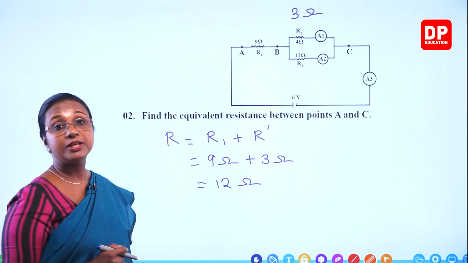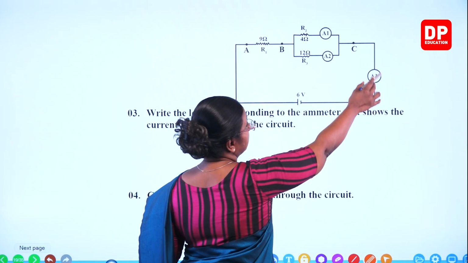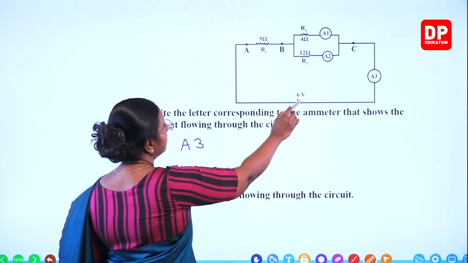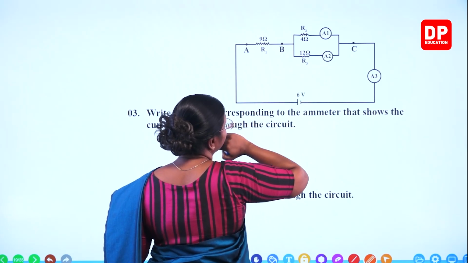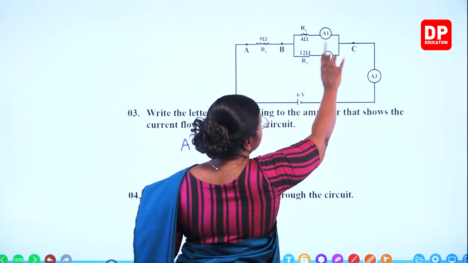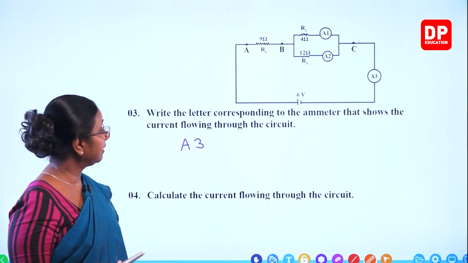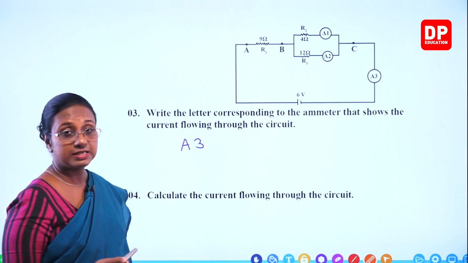Then we will move on to the next part of the question. Again the same circuit. The third question: write the letter corresponding to the ammeter that shows the current flowing through the circuit. Through the circuit, it is A3. Why? Current flows this way: through R1, then divides through R2 and R3, again combines, and then the total current flows through A3. So ammeter A3 shows the current flowing through the circuit.